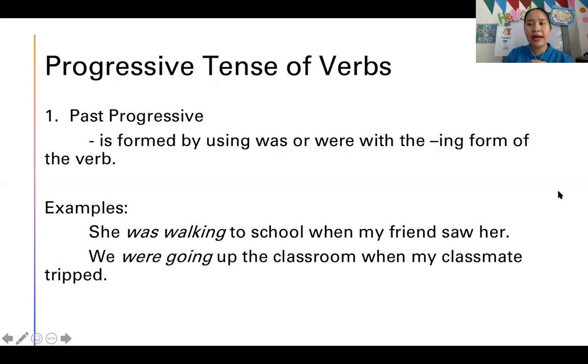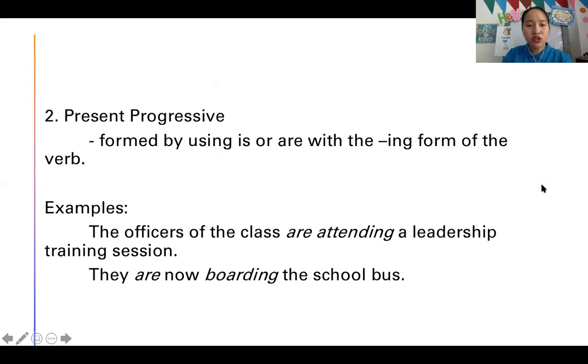Next, we have present progressive. Present progressive is formed by using is or are with the ing form of the verb. Is or are because it is present. Right? Is or are is the present of was or were. So first, we have here the example. The officers of the class are attending a leadership training session. Are attending because officers is plural. Can you say the officers of the class is attending? No. Are attending a leadership training program.